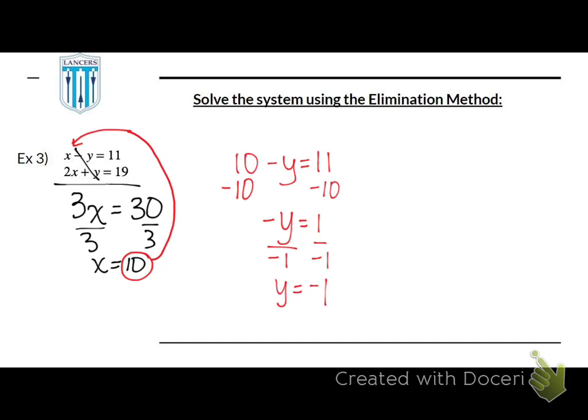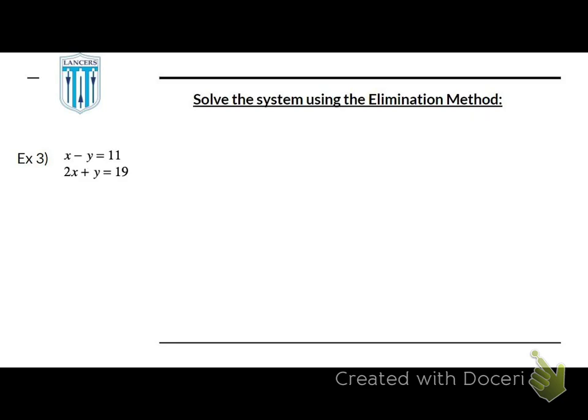Our answer as an ordered pair. 10. Very good. x comma y, 10 comma negative 1. We good with example 3? Okay.